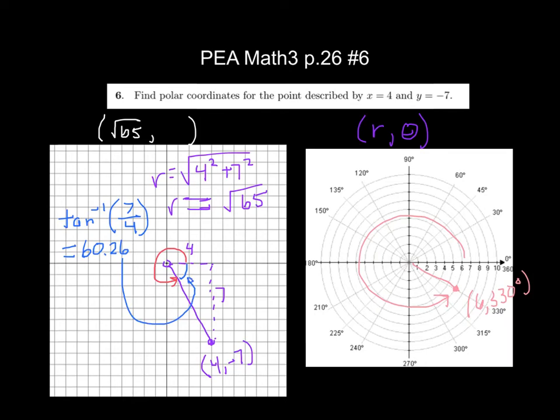So that means that the angle we use for red there would be 360 minus 60.26, which equals 299.74. And that would be our theta. So our final point is root 65, comma, 299.7. I'll leave it 299.7.